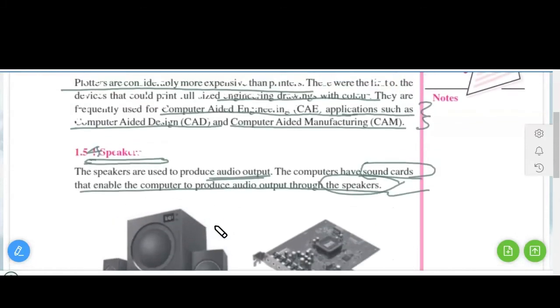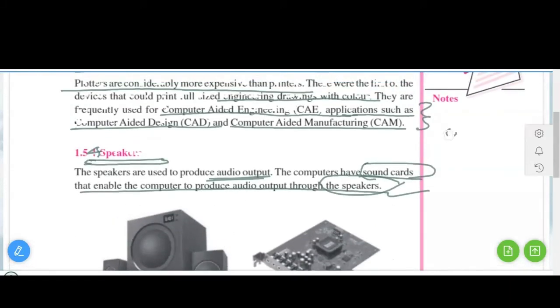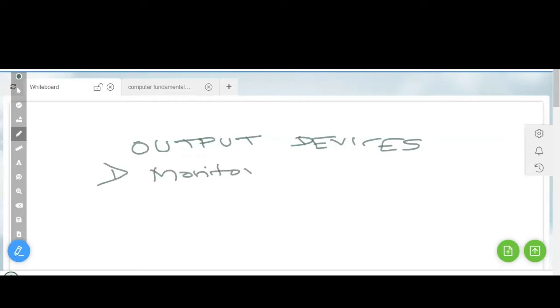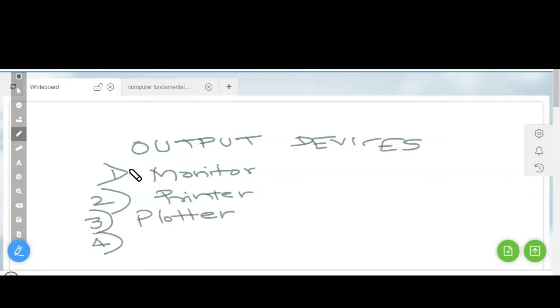So you have seen what the output devices are. First one is monitor. The second one is printer. Third one is plotter. The fourth one is speakers.